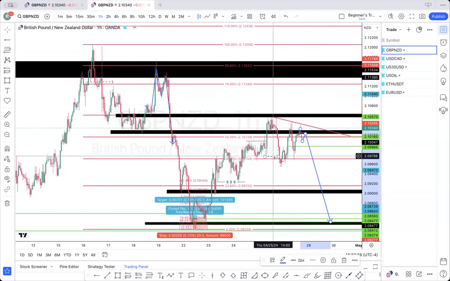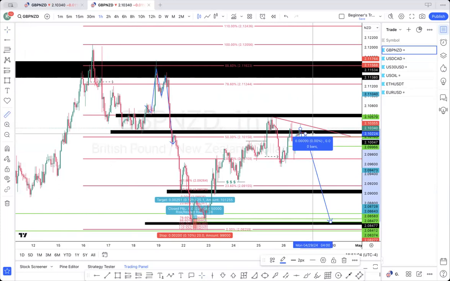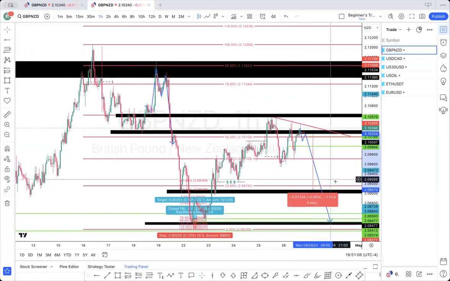But you can still trade it from zone to zone, get your coins, see what happens once price gets here. If price blows through on the 1 hour, then I'm going to stay in and take it to the next zone.